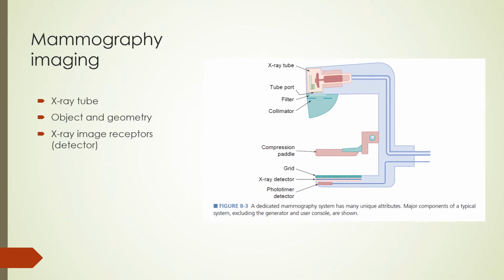For today's lecture, we shall divide mammography imaging systems into 3 main parts. The X-ray tube and its components will form one part. The object to be imaged, which is the breast, and how accessories like compression paddles and magnification devices influence the geometry and appearance of the breast image form the second part. And lastly, the X-ray image receptor with its accessories like grids and phototimers for AEC will form the third part. We shall end today's lecture with a few questions.